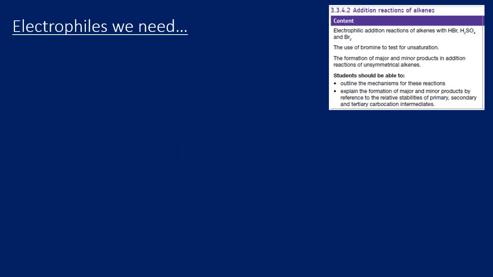So what does our specification want us to look at in terms of electrophiles? We've got 3 electrophiles and it's very clearly shown in the spec up here. We're going to look at the electrophile HBr. We'll look at the electrophile H2SO4. Now we do need to know the structure of this.